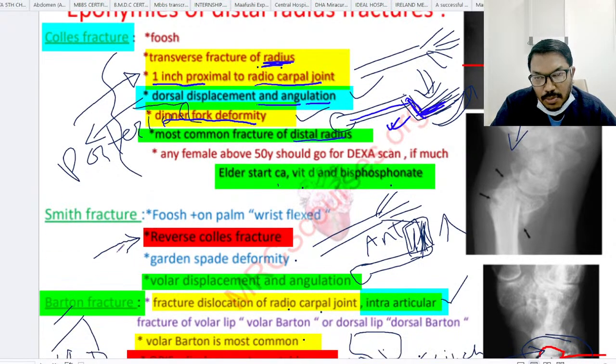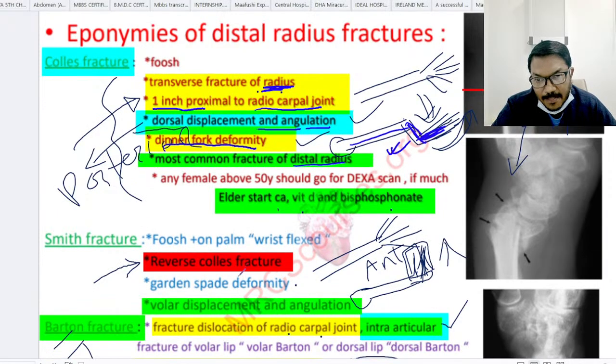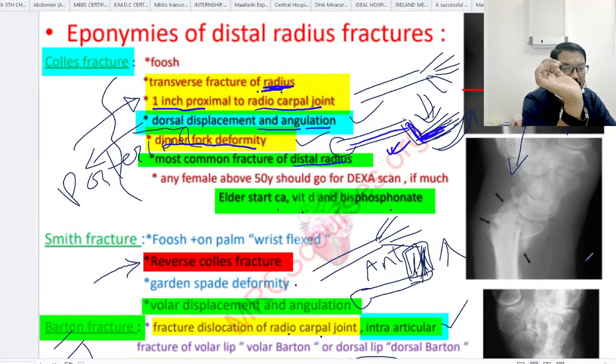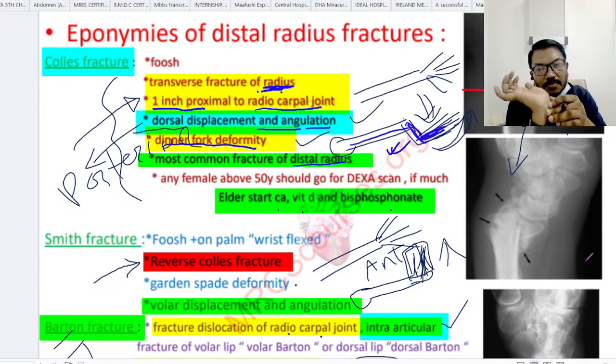Okay. Smith fracture. This is opposite. We have just seen dorsal displacement and angulation, and it will be opposite. A reverse Colles fracture. It will be volar displacement and angulation. Volar displacement means it will come forward. Colles fracture is backward, and volar displacement is anterior or forward. This is Smith fracture.